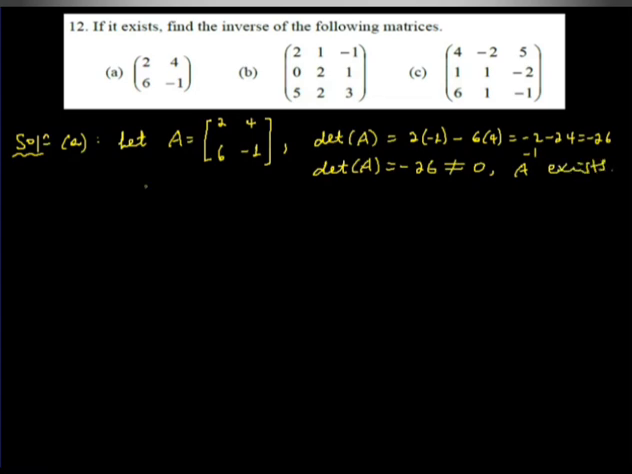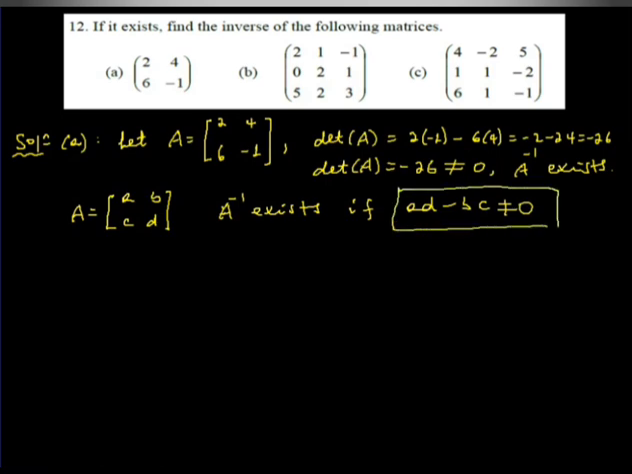There is a certain formula for the inverse of a 2 by 2 matrix. For example, if we have a 2 by 2 matrix with entries A, B, C, D, and say this is our matrix A, the inverse of this matrix exists if the determinant, which is AD minus BC, is different from 0. This is the condition on the determinant.